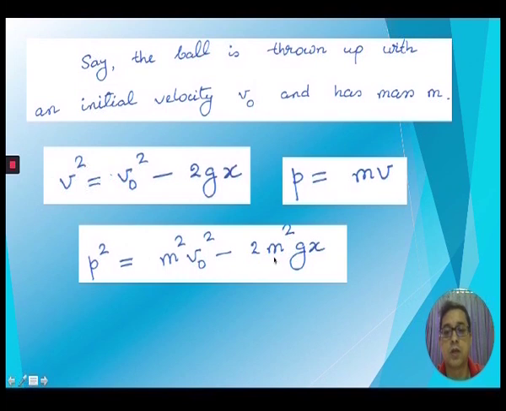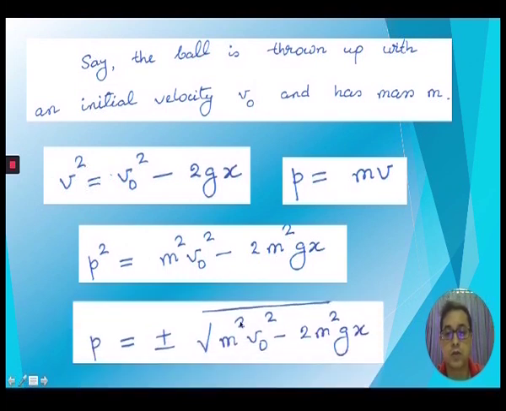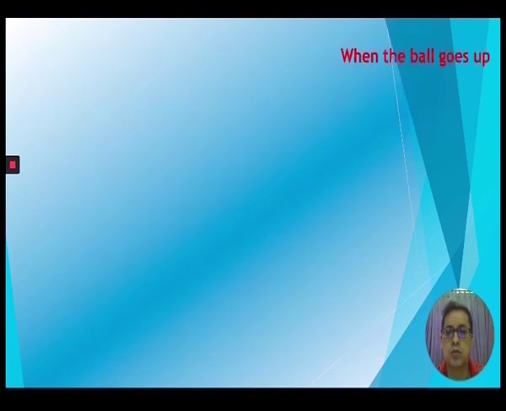Now immediately you get a relation between momentum and position. So this is what you get: p is equal to plus or minus the square root of m squared v0 squared minus this term. Now to get the plot, what is happening at, say, x equal to 0? As the ball is going up, it reaches a maximum, then it's again coming down. When it reaches the maximum, the velocity is instantaneously 0 there, so momentum would be momentarily 0, then it will go down. So it's simple. You can analyze it from this equation itself.